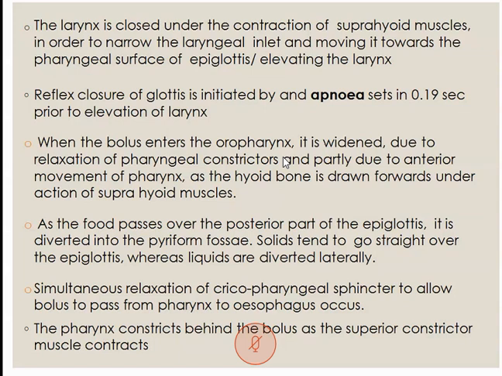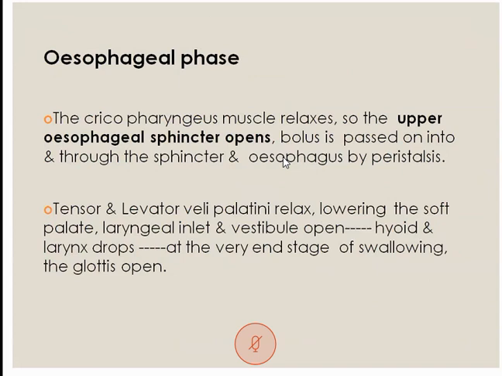The pharynx constricts behind the bolus as the superior constrictor muscle contracts. Then at the oesophageal space, the cricopharyngeus muscle relaxes, which leads to the upper oesophageal sphincter opening. The bolus is passed through the sphincter and the oesophagus by peristaltic movement.